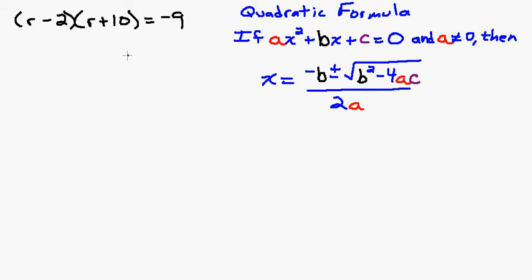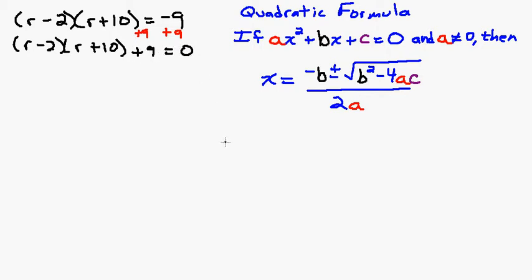So you might say, okay, I'll just add 9 over there. Alright, so let's say we add 9 to both sides. I guess I could show my work, huh? I'll write that: plus 9 on this side, plus 9 on this side. So then we end up with r minus 2 times r plus 10, plus 9 equals 0.